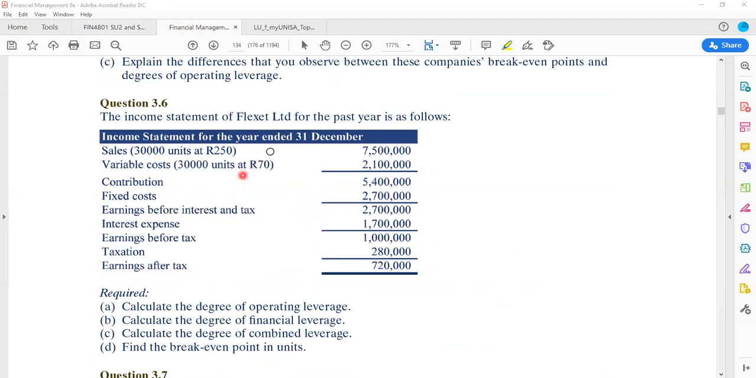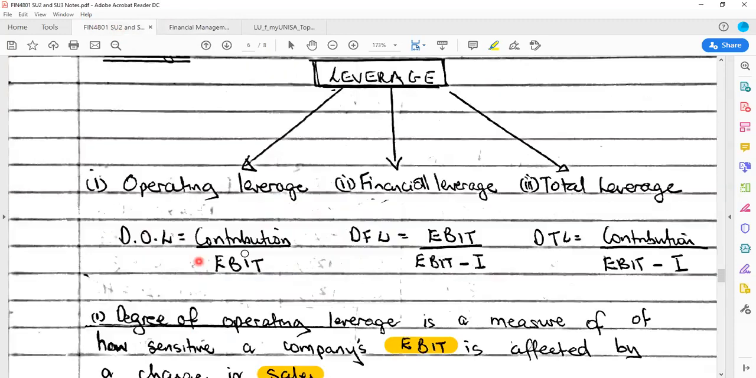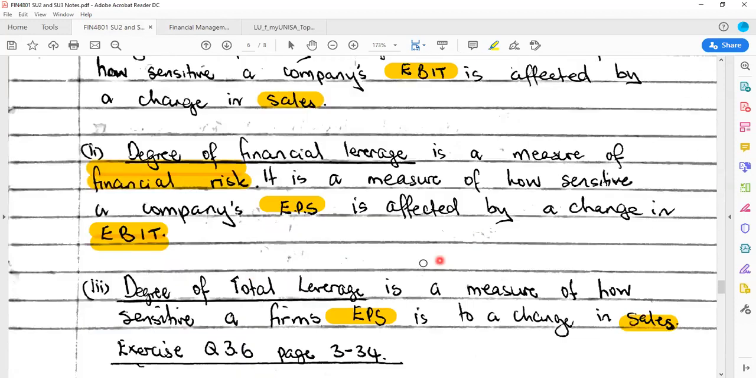This is just some revision. There are things that we've done before, but I just want you to try that, and then I'll give you the solutions. Use the formulas that I gave you up here to help you to calculate the degree of operating leverage, degree of financial leverage, and the degree of total leverage.